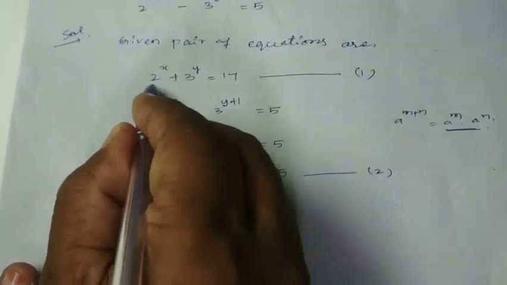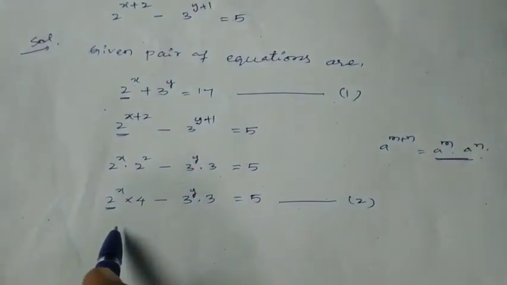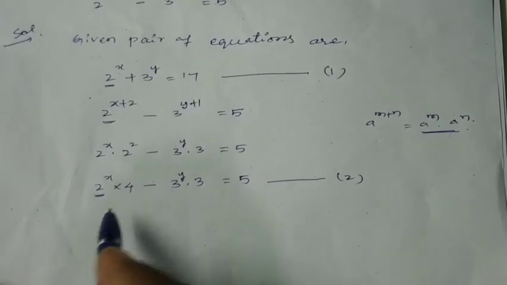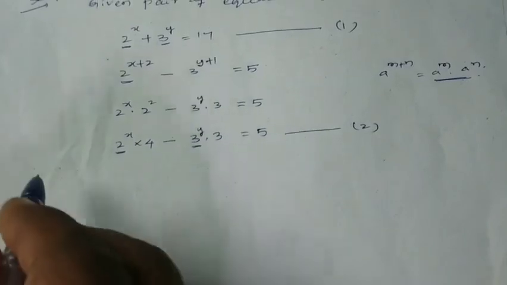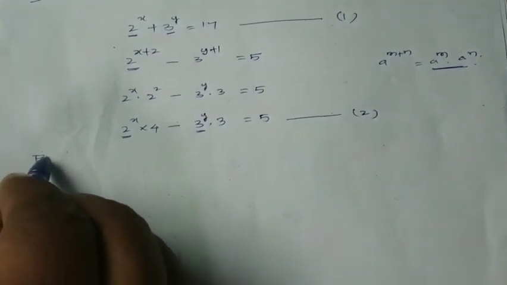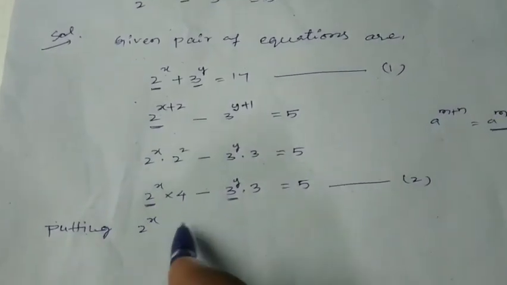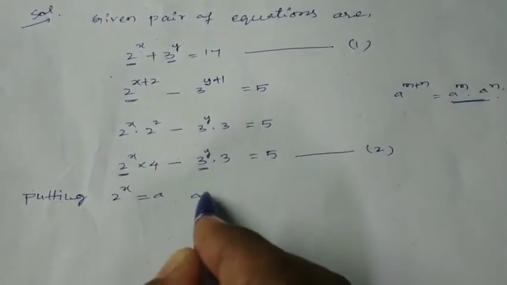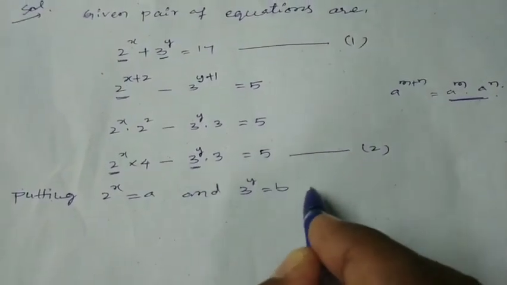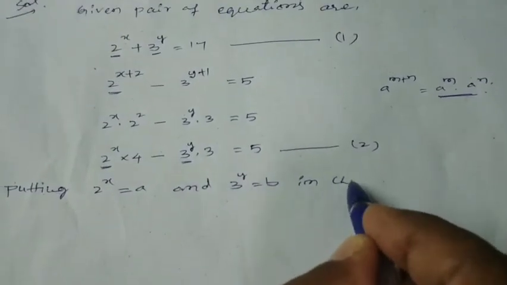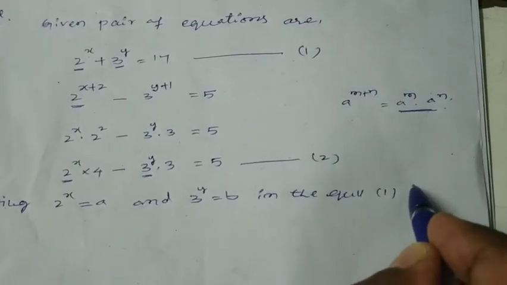In both equations, in first terms, what is the common? 2 power x is the common. We are going to take 2 power x equal to a. In both equations, in second terms, what is the common? 3 power y. 3 power y equals to, we are going to take b. Putting 2 power x equal to a and 3 power y equals to b in the equations 1 and 2.